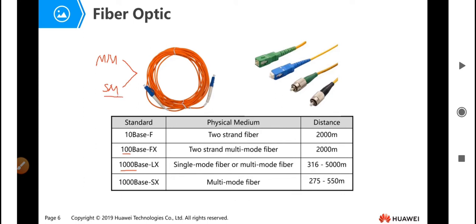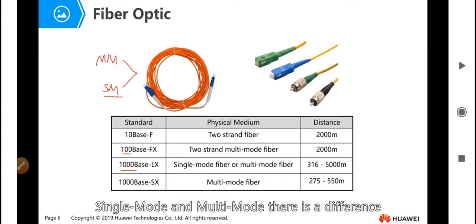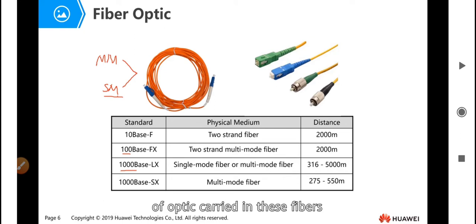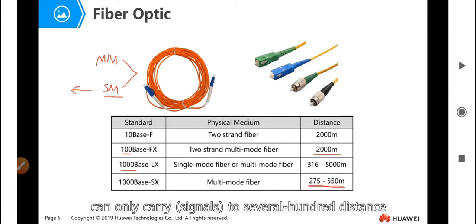Between single-mode and multi-mode, there is a difference in the light carried in these fibers. The single-mode can carry the optical signals to a farther distance, a longer distance. We can see the single-mode fiber can carry about 2 kilometers, and the multi-mode can only carry several hundred meters.